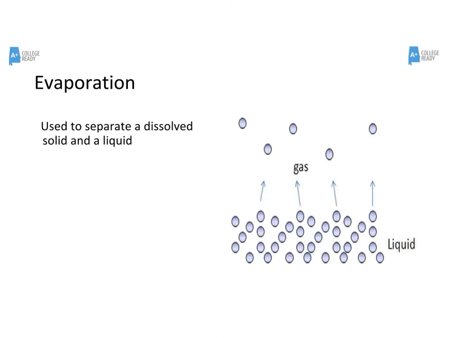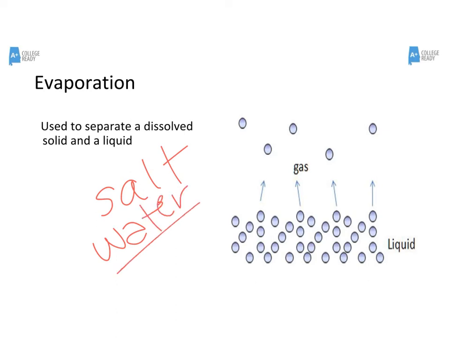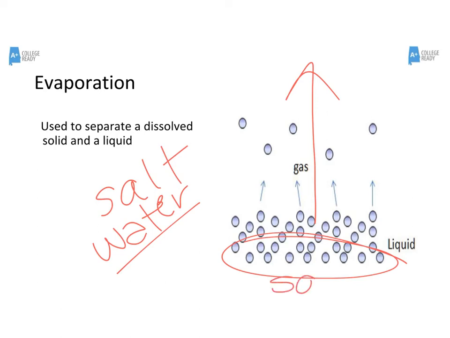Evaporation is used to separate a dissolved solid and a liquid. Salt water, which is what we've already talked about. This is an excellent way to separate a water-based solution so that the water evaporates out and what's left at the bottom is the salt.